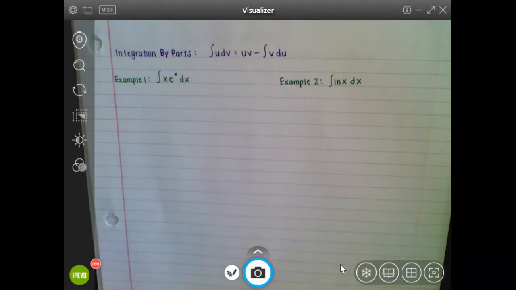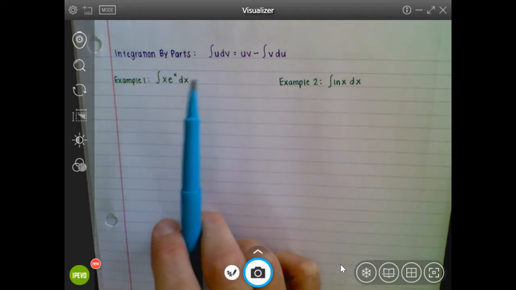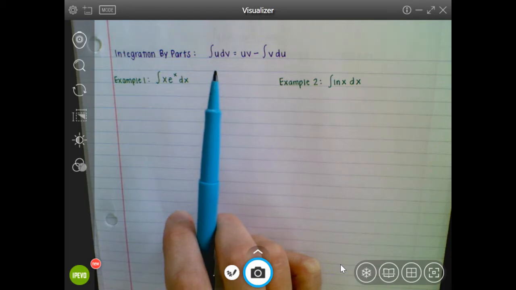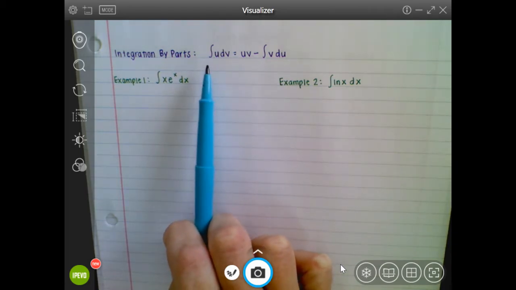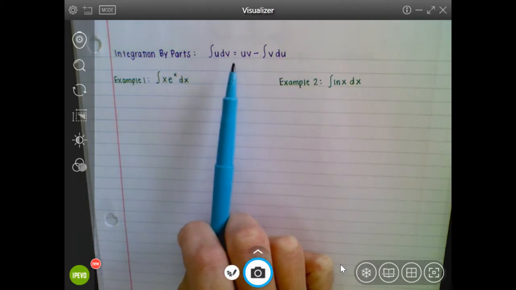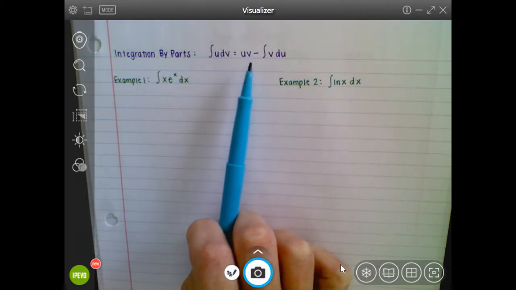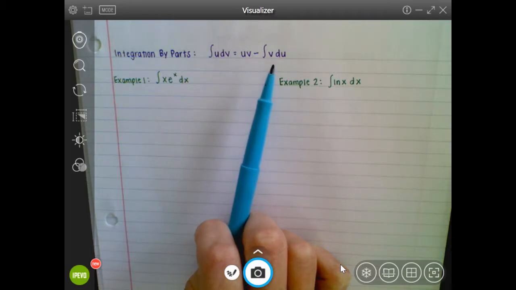Today we're going to be looking at integration by parts. There's a formula that you will definitely need to know, and we can post the proof for this formula if you're interested. But basically what that says is we're going to take the integral of u dv, and that's going to be equal to uv minus the integral of v du.